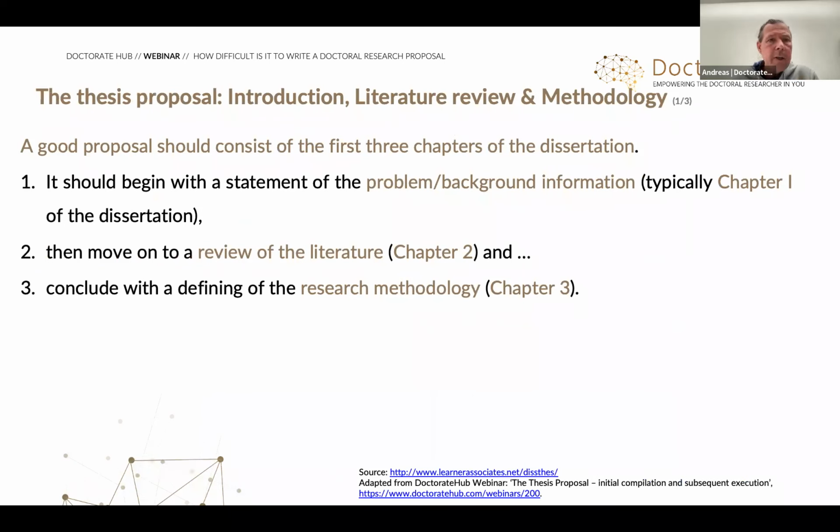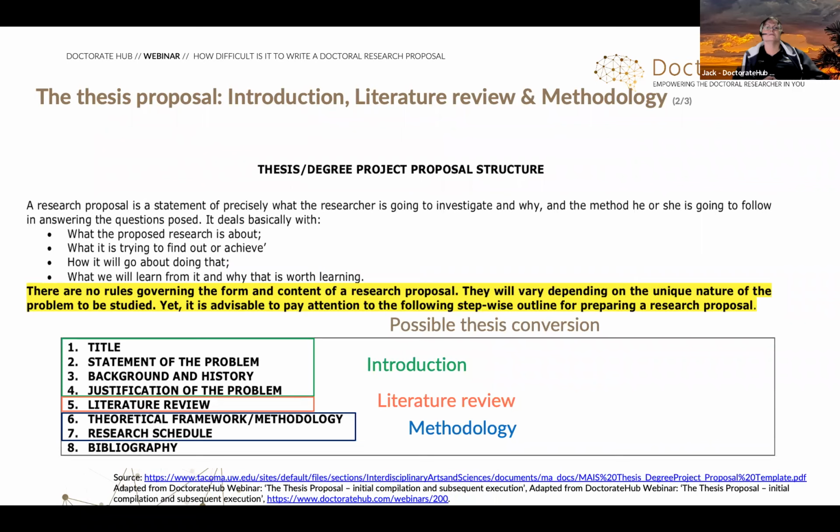And so it's an initial statement, and it usually has a clear structure, which is a mirror actually of the structure of any research work. So it starts with the initial information about the background of the problem, then a brief review of the literature, and then you present the research methodology. And structure-wise, if you look across universities, you will always find the same steps or the same outline, whereby introduction, literature review, and methodology are covered across different titles.